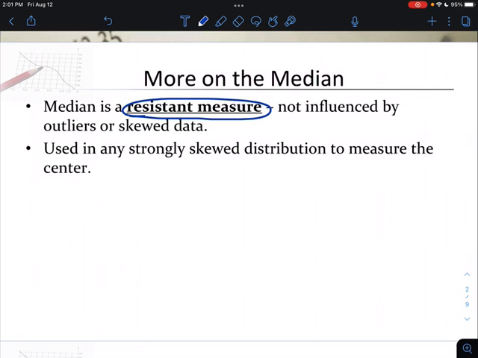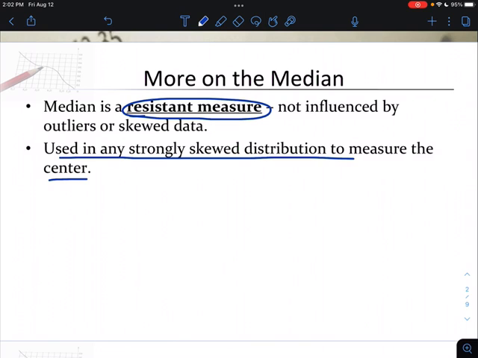And so this resistant measure means it's not influenced by outliers or skewed data. So the median doesn't care if the data has outliers. It doesn't care if it's skewed left or right. The median just cares that it's in the middle. It's right in the middle of everything that's going on around it. So because of that, anytime our data is skewed, we always want to use the median as our measure of center. We can even extend that to outliers.